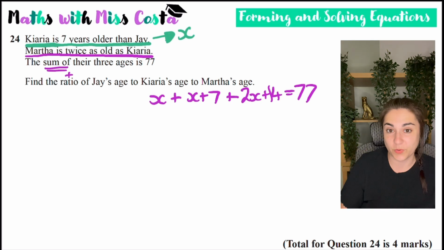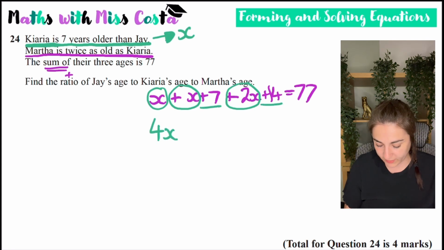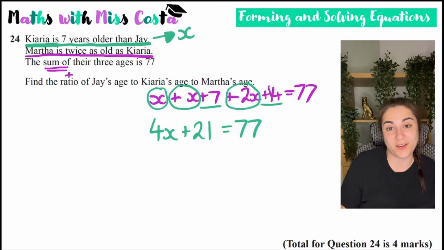So let's collect all the like terms. I've got x plus x plus 2x, so that would give me 4x. And then I've got 7 plus 14, which is 21, must equal 77. Now I've simplified this equation, what I want to do is solve it to find the value of x.